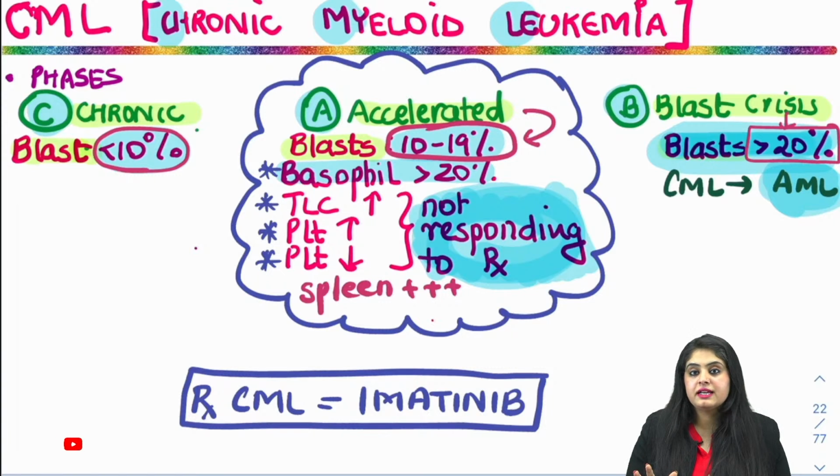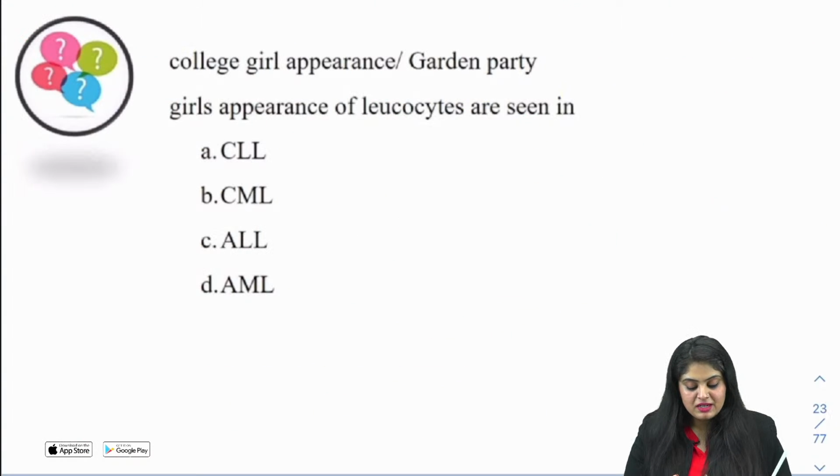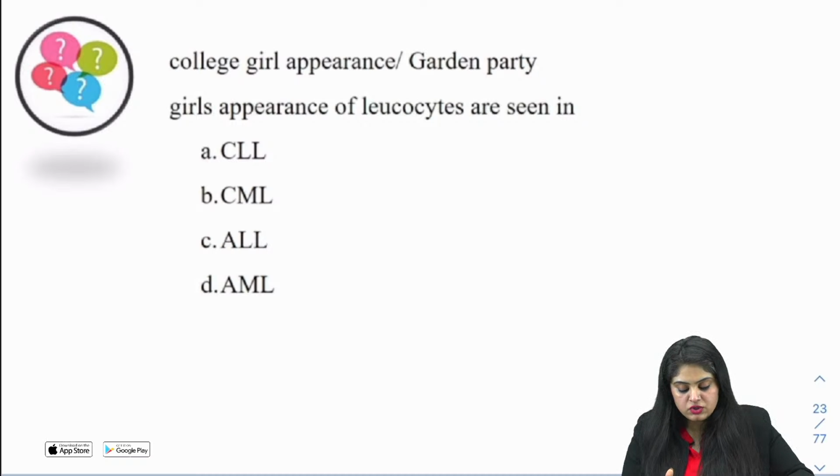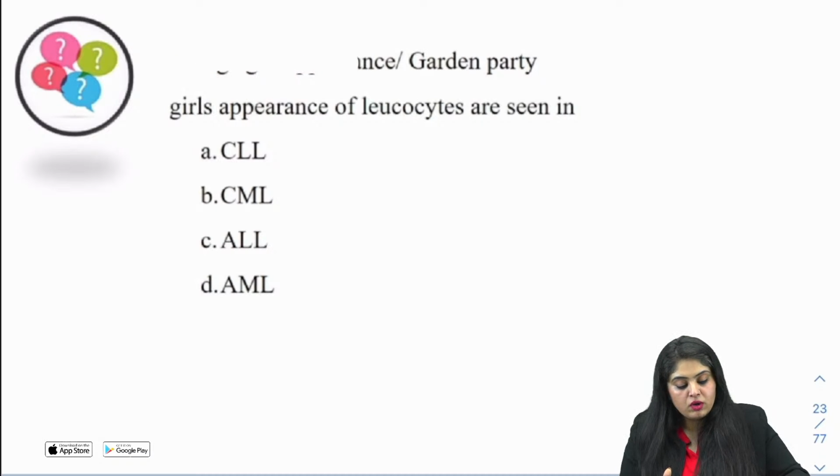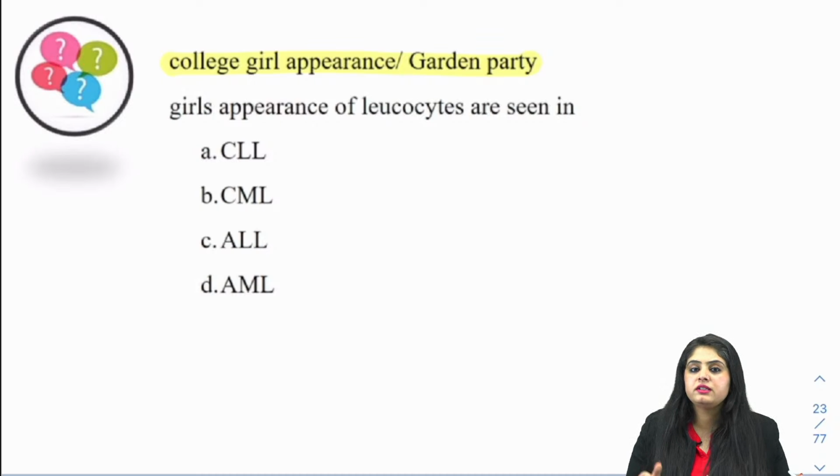Okay, having said that, a lot of you were asking me, ma'am, what is that college girl appearance that we are talking about? And actually that was the next question I was going to ask you. Please remember, when we are talking about college girl appearance, college girl or garden party. So what happens in college? There's no uniform. In college everyone is dressed very nicely in a pretty manner. Everyone's wearing different clothes.